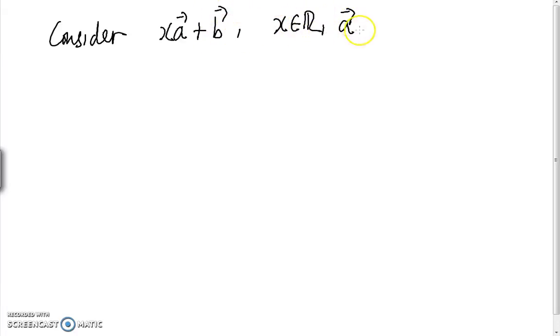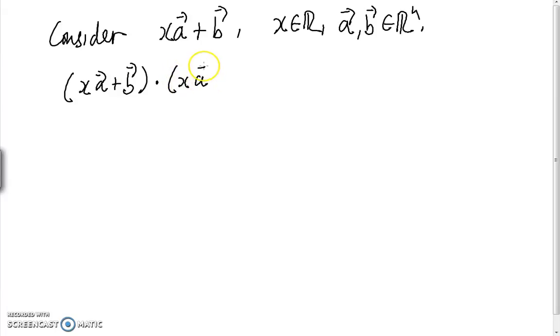It's not an obscure proof or anything. It's very standard. So let's consider the expression xa plus b, where x is in the reals and a, b are some vectors in Rn. Let's take a dot product of this with itself.